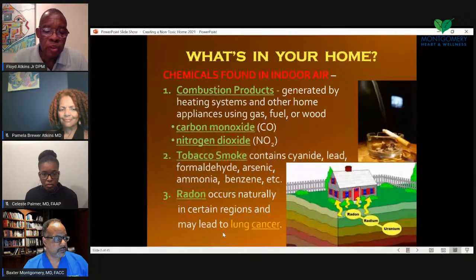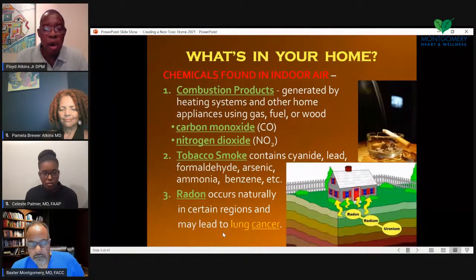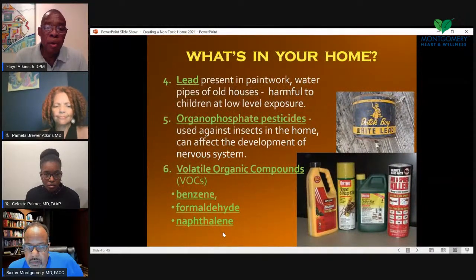Radon is something that's regional and rare, but radon is a gas that seeps out of the ground. It's from a radioactive material in the earth, and it is also a primary cause of lung cancer. So there are things going on that we may not be aware of, but we need to know.